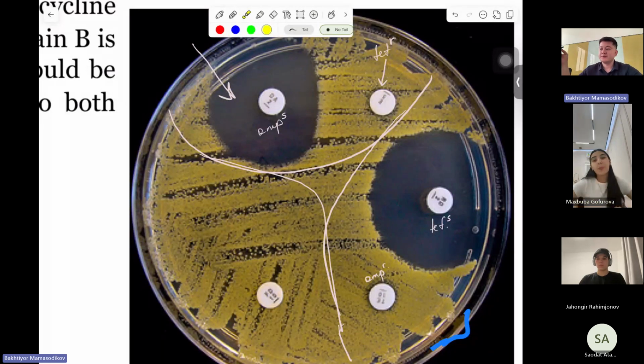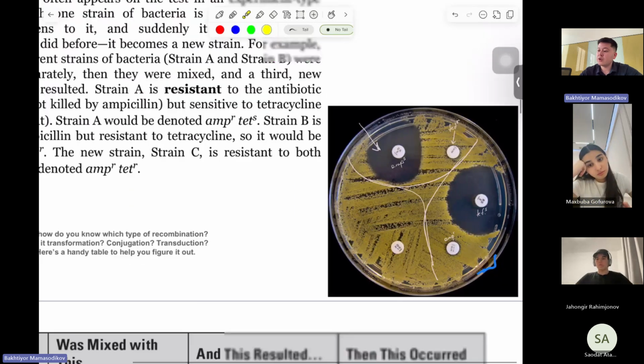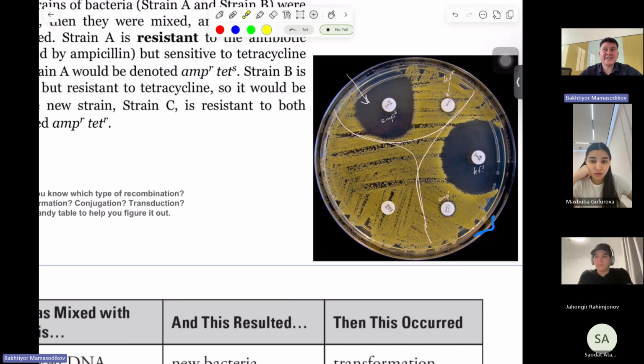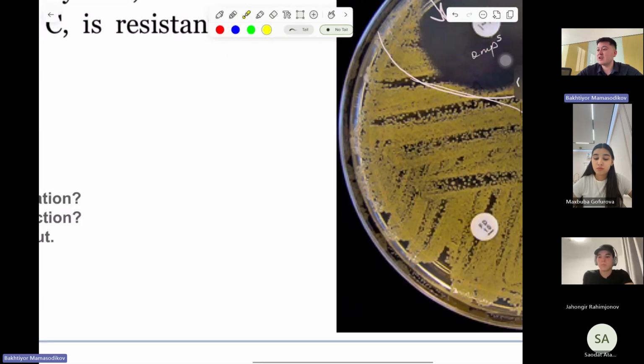What's going on? That might happen. After some time, those bacteria are going to grow together here. But when I put both ampicillin and tetracycline, they are not dying. What happened? They connected to each other and became resistant. Did they do conjugation or transformation? Which one? They did the conjugation.